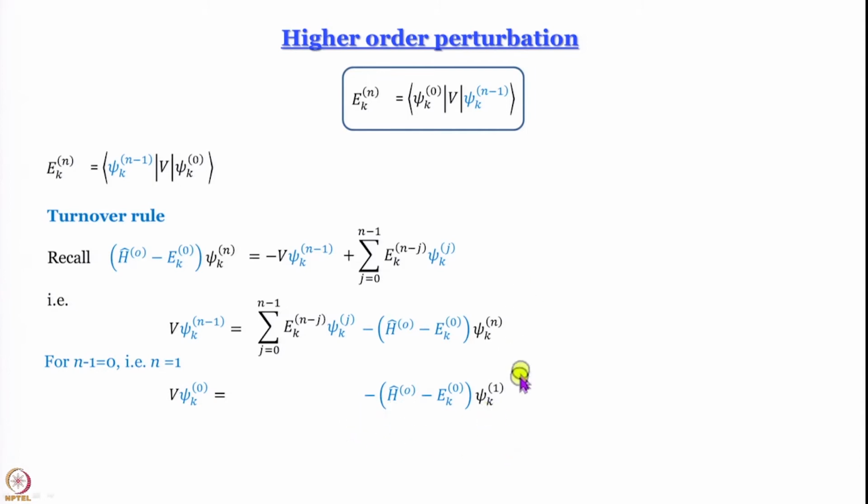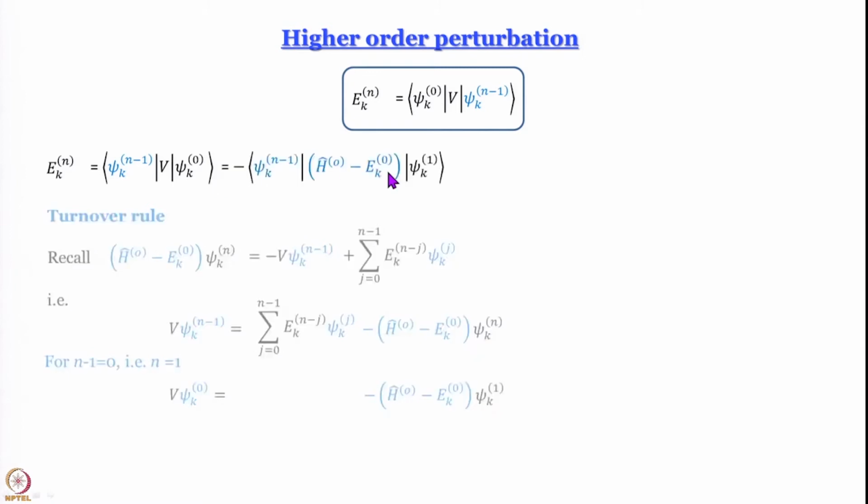So the next step obviously is to take this expression and plug it back into the integral. Then this is what we get: the Bra vector remains the same, the minus sign comes out, and in the Ket vector we have h hat 0th minus e k 0th operating on psi k first. What do I do next? Well, I apply our old friend the turnover rule once again. Why do I apply the turnover rule once again? Because now I have brought this psi k n minus 1th here.